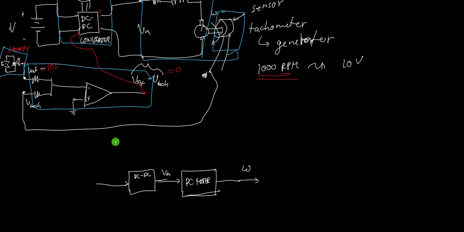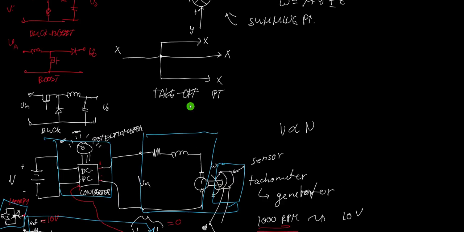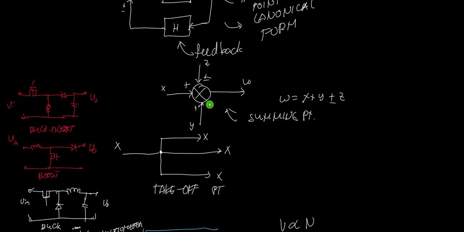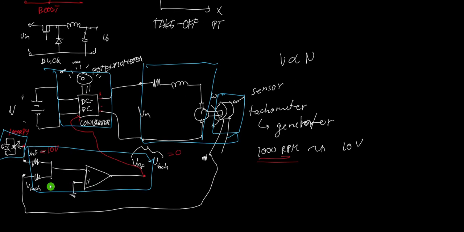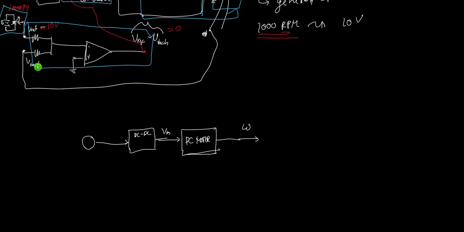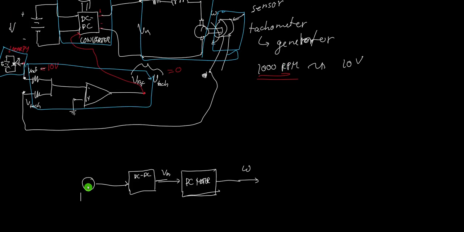Then we have another signal, this red signal coming from the operational amplifier. And that one is actually a summing point. So remember, a summing point adds or subtracts two different signals, just like what this one did. It just subtracts Vref and V of the tachometer. So it adds two signals. And what are those signals? The signal coming from the Vref and the signal coming from the voltage of the tachometer.